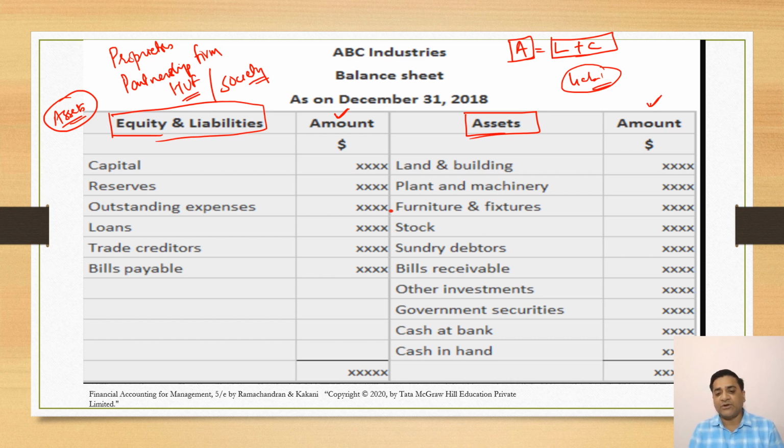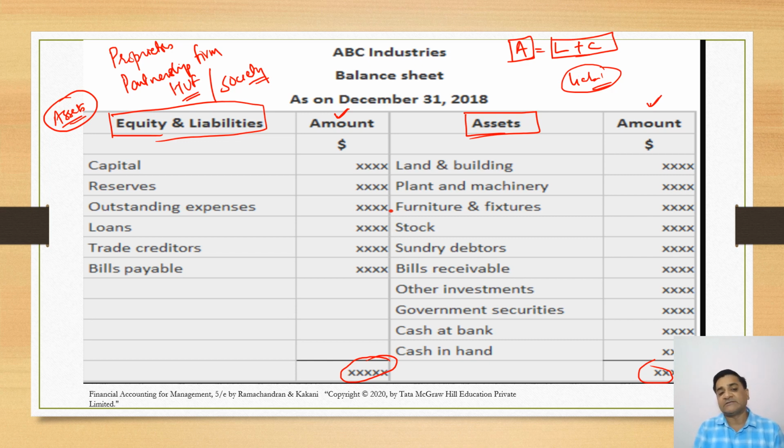The next thing that you need to understand is the total of these two should be equal, as we have seen in our accounting equation class, that after each and every transaction the total on both the sides, the left hand side as well as the right hand side, would always be equal. So what are the components that go into the balance sheet?